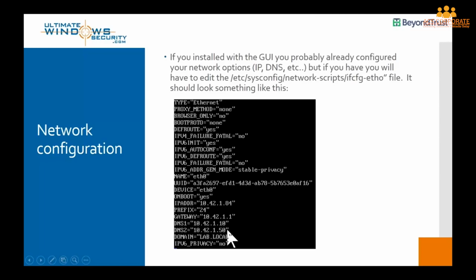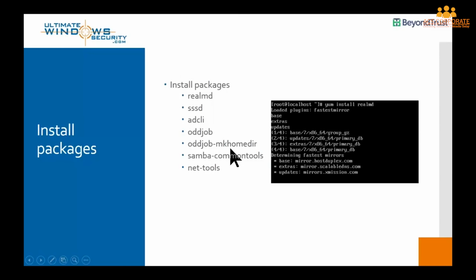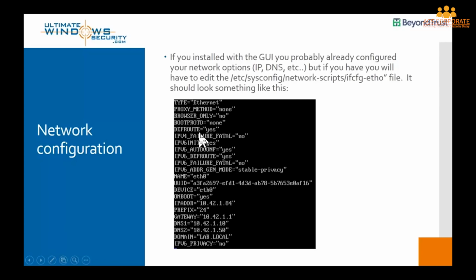Now, we need some basic network configuration. Of course, we would need to have internet access to begin with, even to get those packages, right? But depending on how you installed CentOS, if you did it with the installation GUI, you may have already configured your IP addresses, subnet, gateway, DNS, and so on. But if not, then your network scripts for your particular NIC would need to be configured something like this.